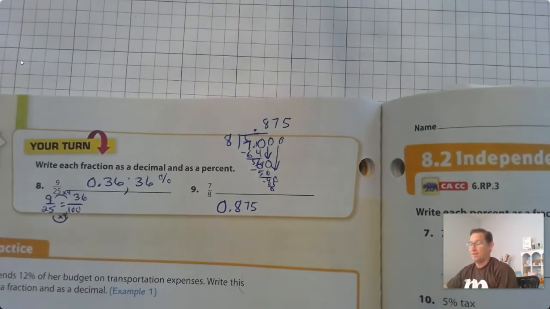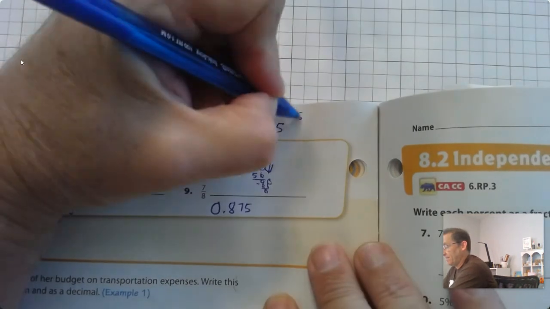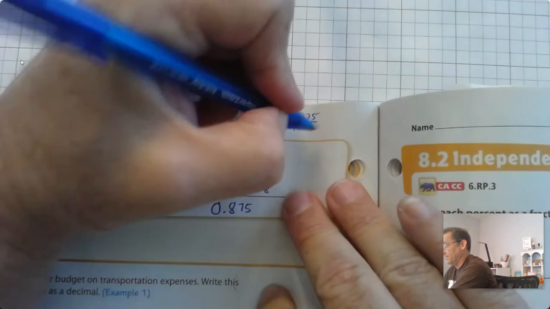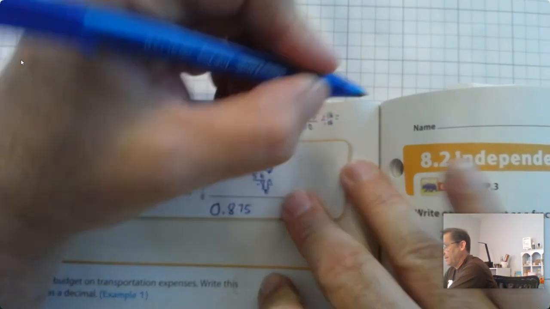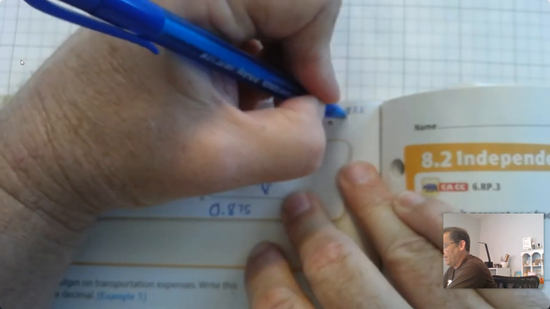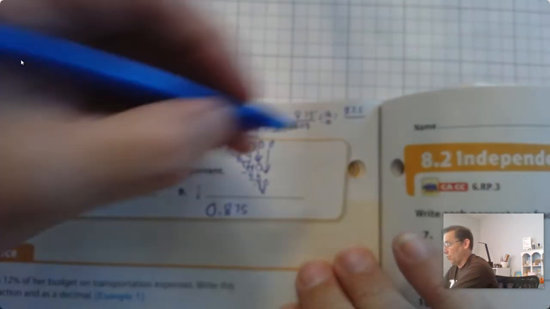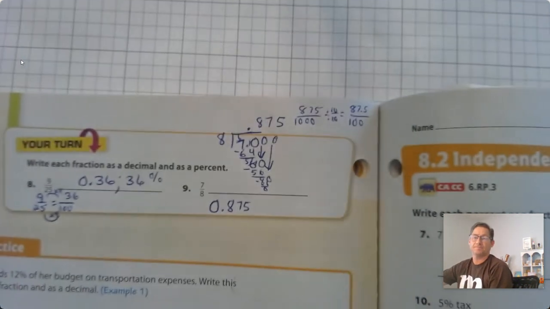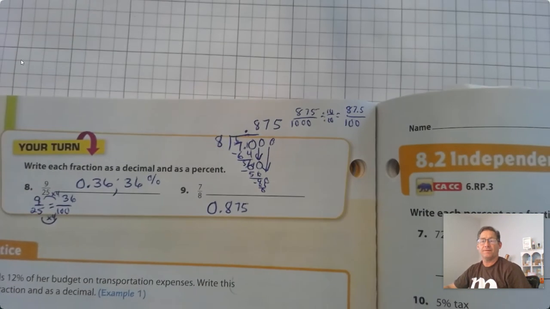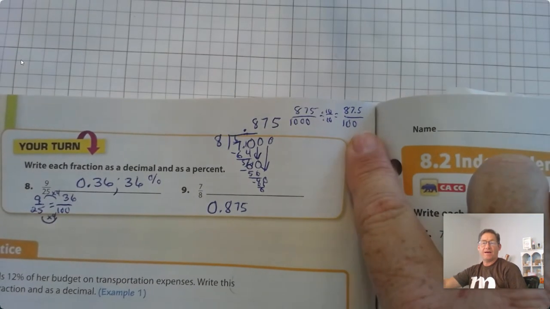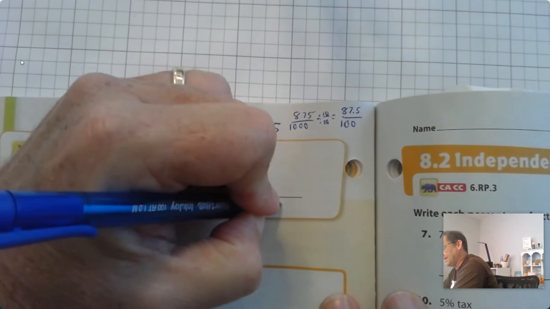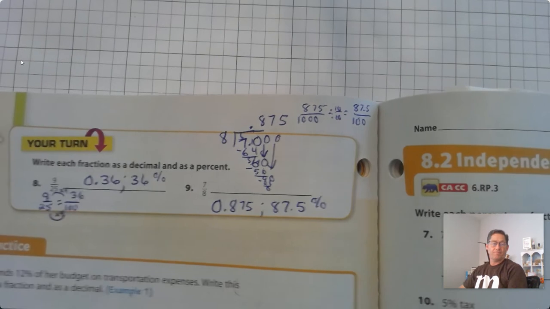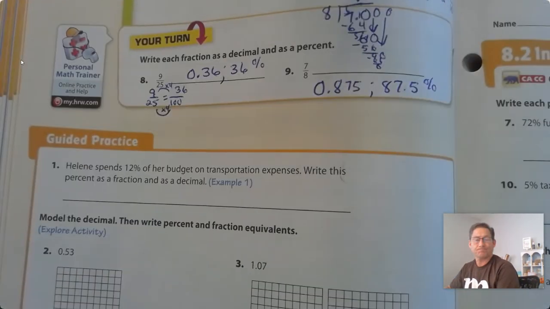0.875. Now this is read as 875 thousandths. Let's divide by 10. And we'd get 87.5 over 100. Okay. So 87.5 out of 100 means it's 87.5%.